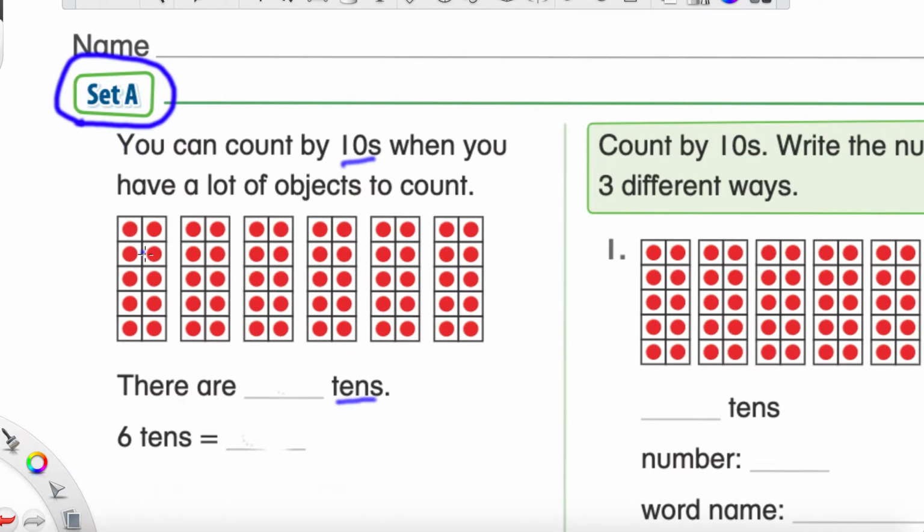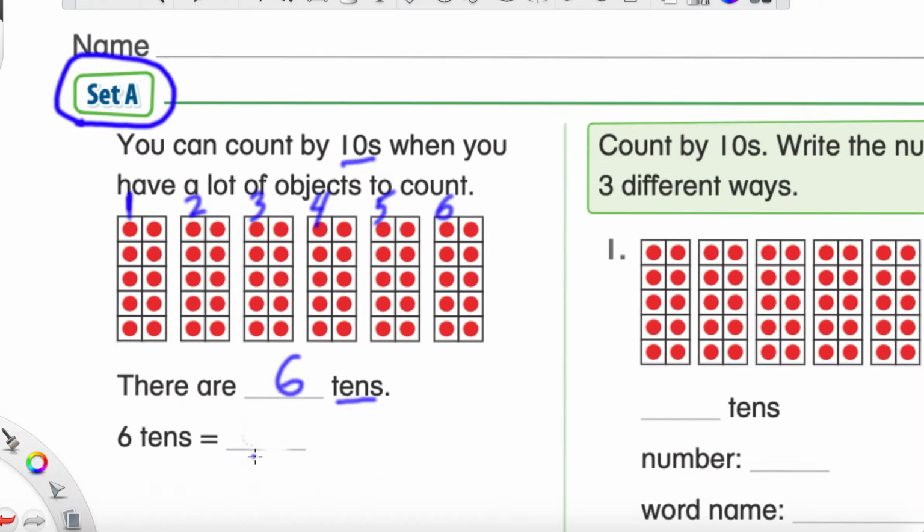And what you can actually do, and it's what I like to do also, is I like to number them. So I count them as I number them. So 1, 2, 3, 4, 5, and 6. So we have 6 10 frames. So how many tens do we have? We have 6 tens.